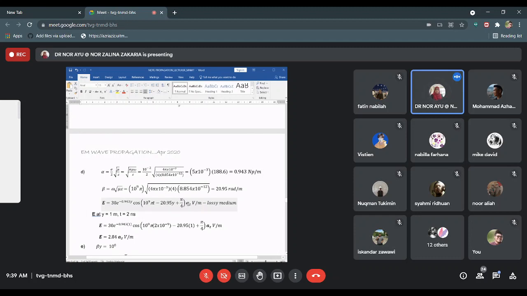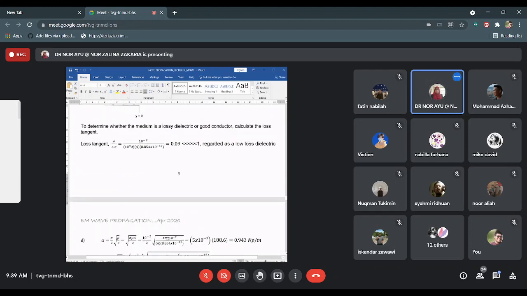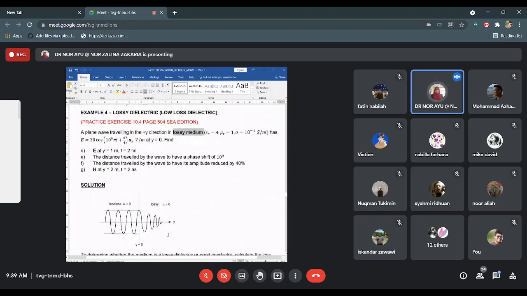Okay, and then the question wants you to find y at 1 and t at 2. So once you have y at 1 and t at 2, just substitute inside the equation and you will get the value over here. Okay, so your E is 2.84 az. Alright. Okay, so what is the next question?